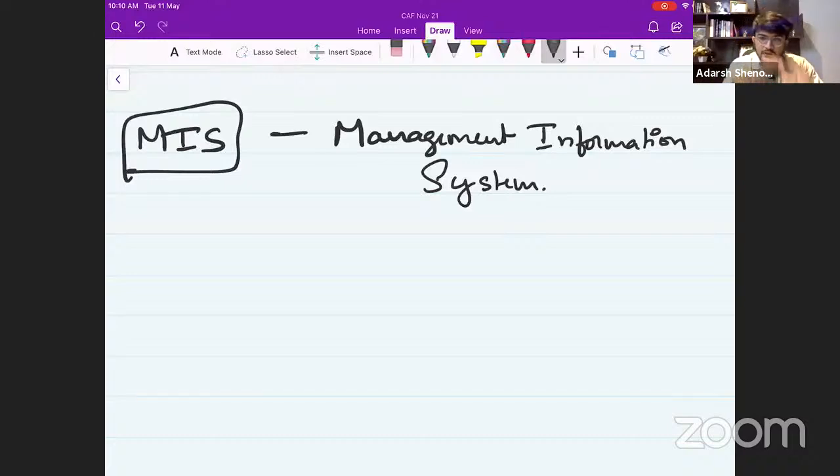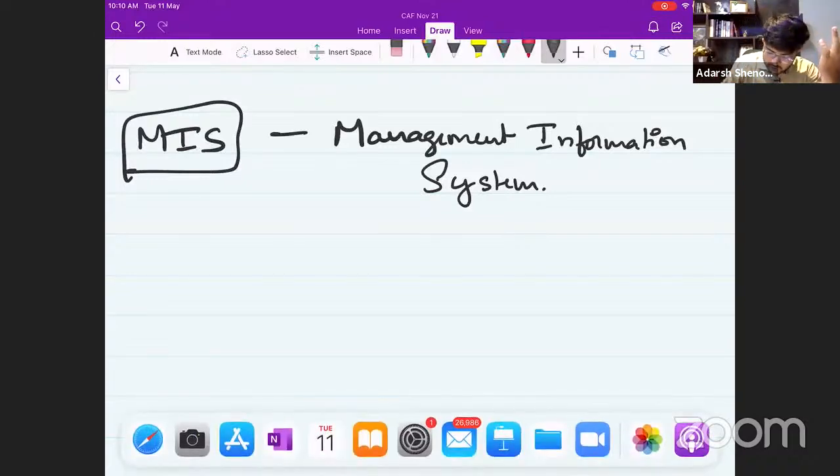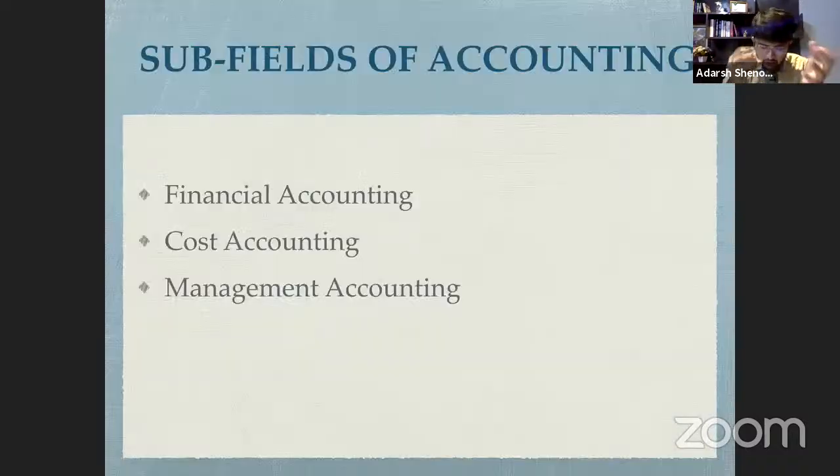And this information is generated through an accounting system. Specific data which the management is interested in is generated through a system called MIS reporting, which is part of management accounting. So this is the next one. And then you have human resource accounting.